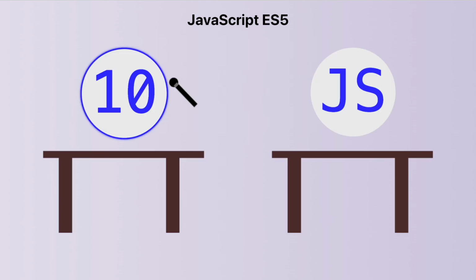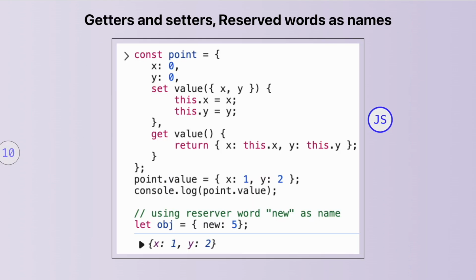Can you explain getters and setters? Getters and setters can be defined inside the object, then they can be used as normal object properties. Reserved words can be used as object property names.